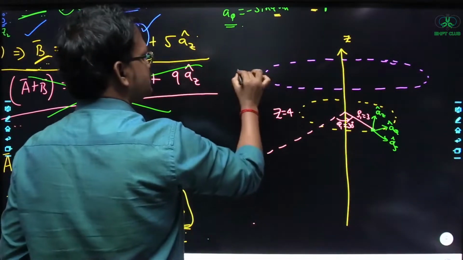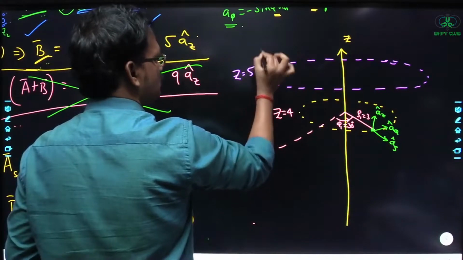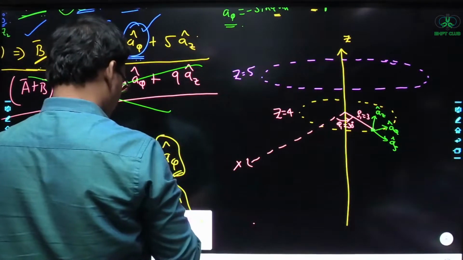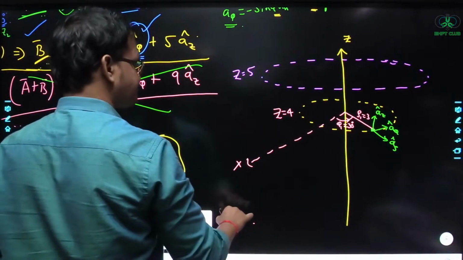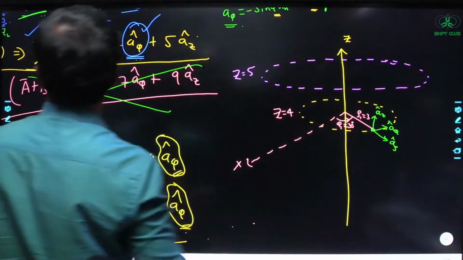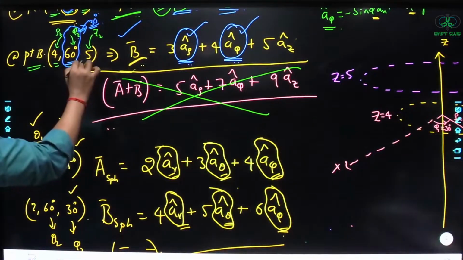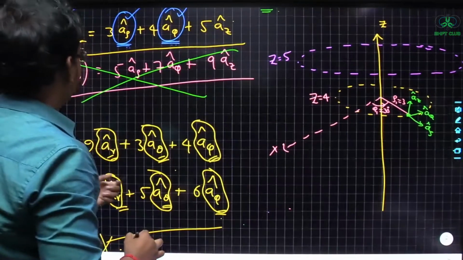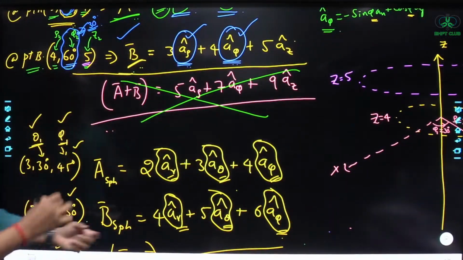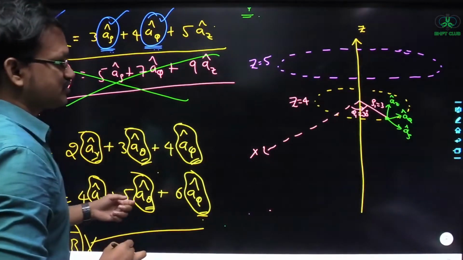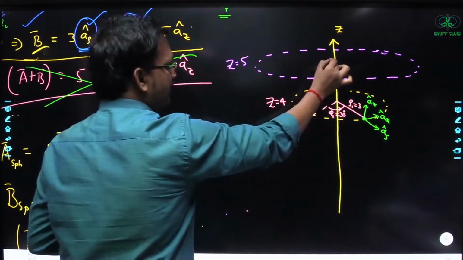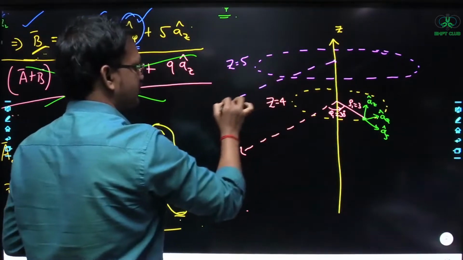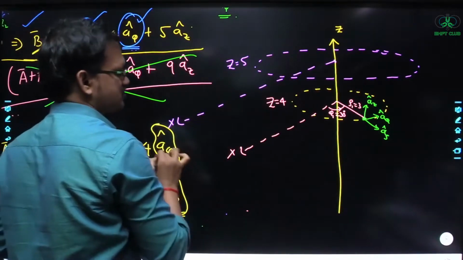Let us say this is z equal to 5, and the radius of this z equal to 5 plane is nothing but 4 units, and φ2 is 60 degrees. So let us draw a line that is parallel to the x-axis.